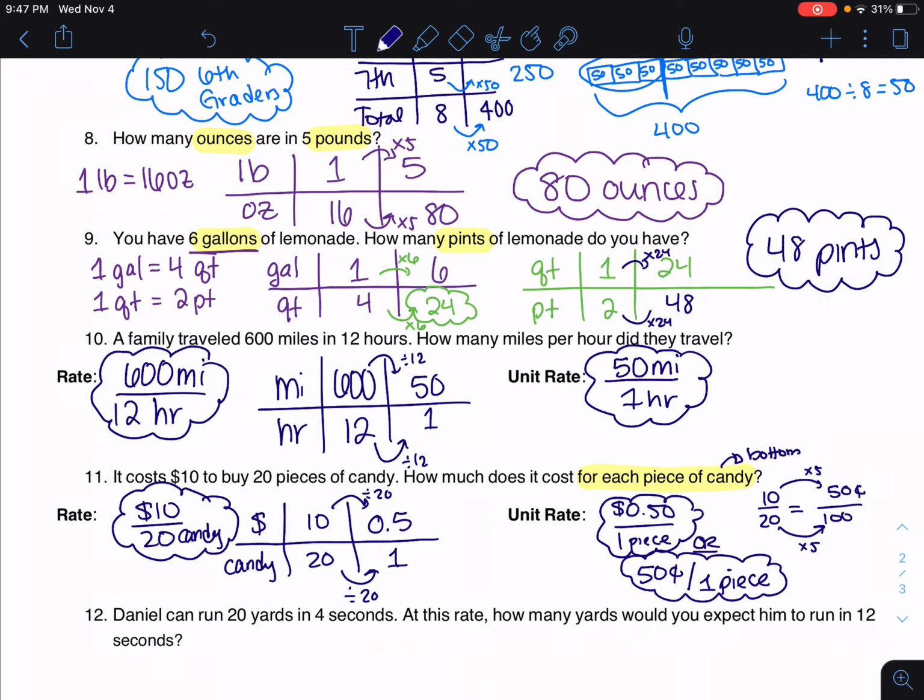How many miles per hour did they travel? How much did it cost for each piece of candy? Okay, those things go on the bottom of your fraction.